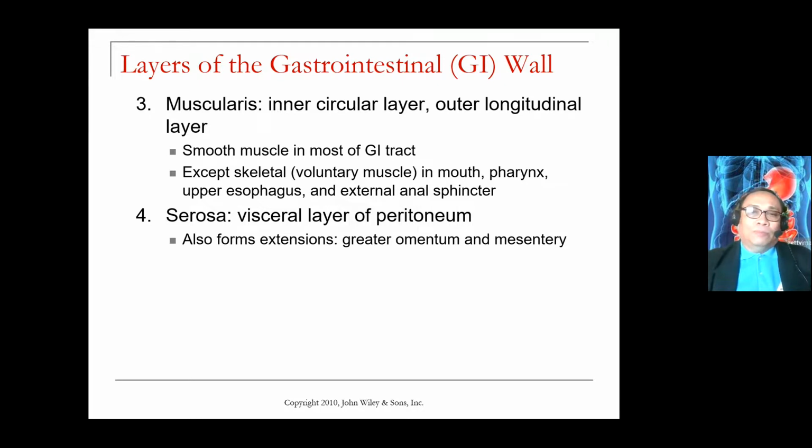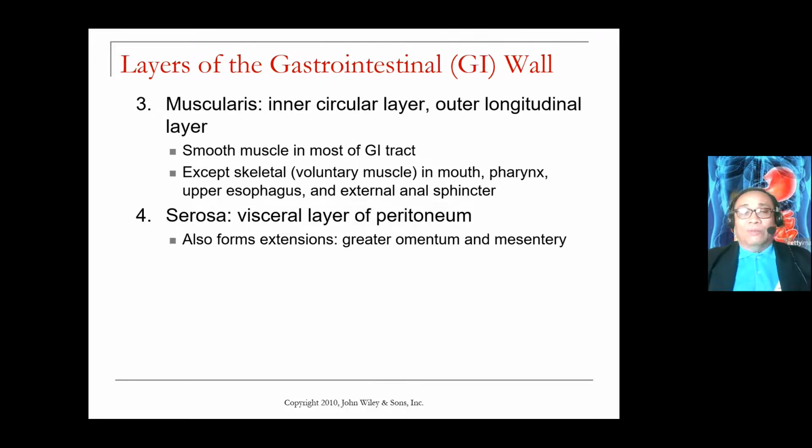And although the gastrointestinal tract in this region is predominated by smooth muscles, there are still some places along the gastrointestinal tract that remain skeletal or voluntary in nature, such as those in the mouth, in the pharynx, as well as the upper esophagus, and the external anal sphincter, which helps you prevent defecating when you are in an undesirable situation.